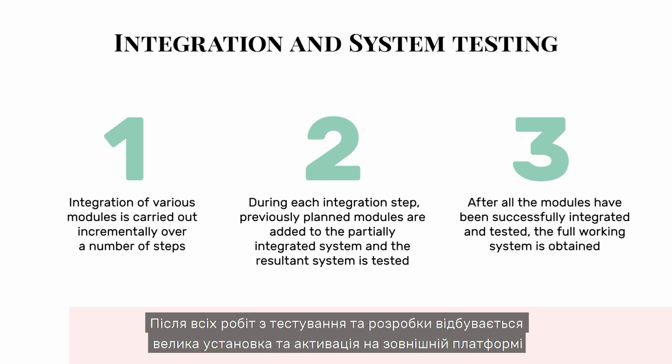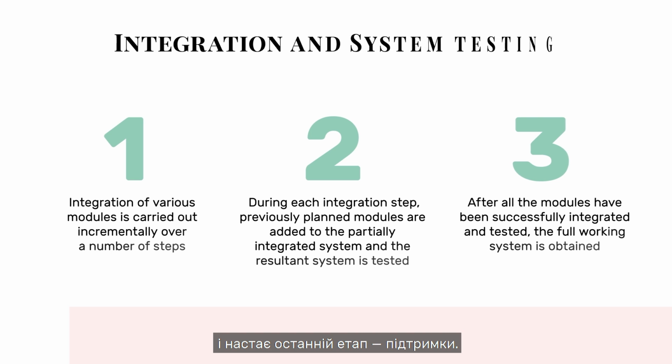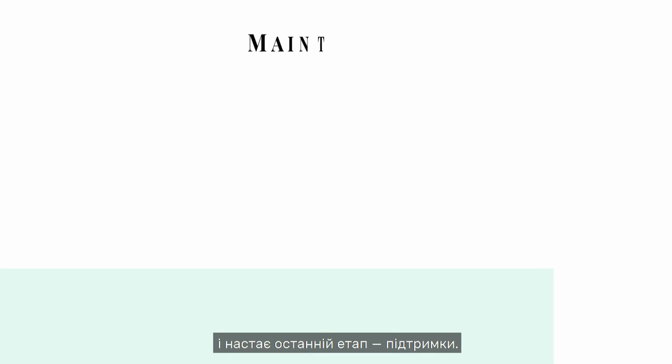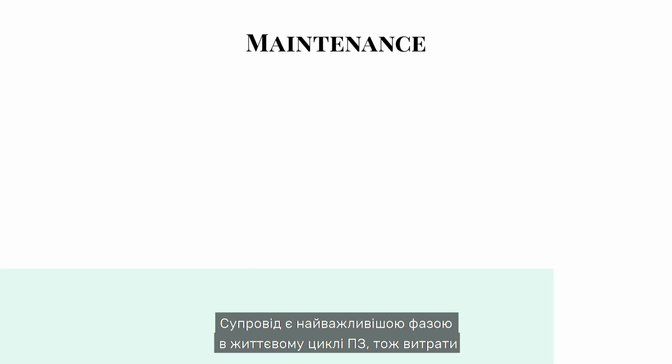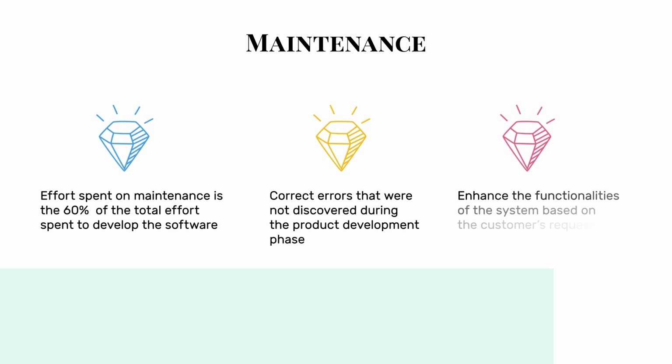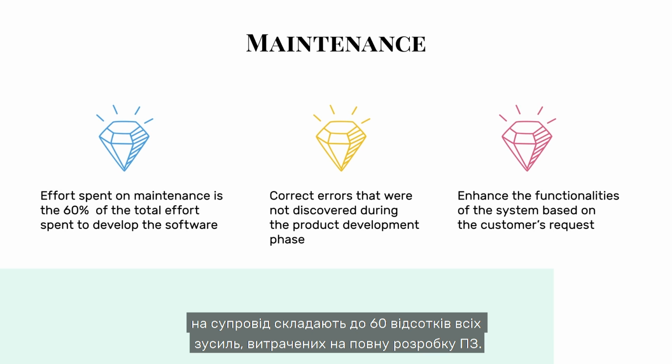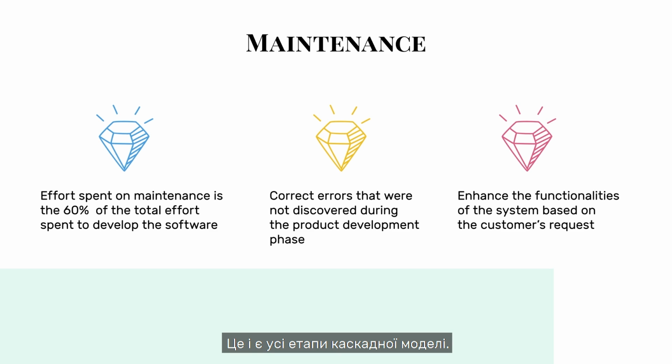So after all of the testing and development work has been done, we have the big deployment, and you would have the final stage, which is maintenance. Maintenance is the most important phase of a software lifecycle, so the effort spent on maintenance is probably up to 60% of the total effort spent to develop the full software. So basically, those are all the stages that you have for the waterfall model.